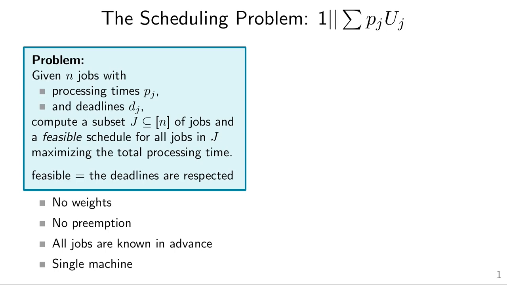We know all jobs in advance, so this is an offline problem, and also the arrival times of all our jobs are set to zero, meaning that we can essentially always schedule any job, except of course that we have to keep the deadline. Finally, we are in a single machine model.